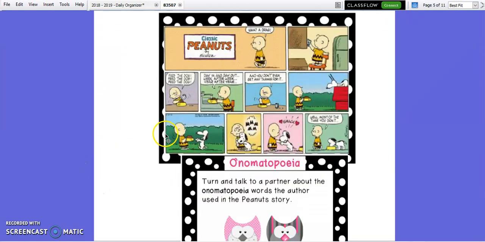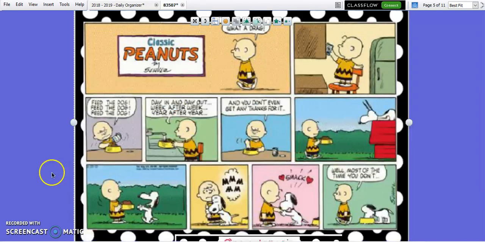First, we have a classic. This is Peanuts, Charlie Brown and Snoopy. Let me make it a little bit bigger, although it may get a little pixelated. And poof, I used onomatopoeia to create a bigger picture. You can see that Charlie is saying what a drag, grabbing some food from the cabinet. Then he's repeating, feed the dog, feed the dog, feed the dog, day after day, day in, day out, week after week, year after year as he sets up the dog food and water bowl. And you don't even get any thanks.